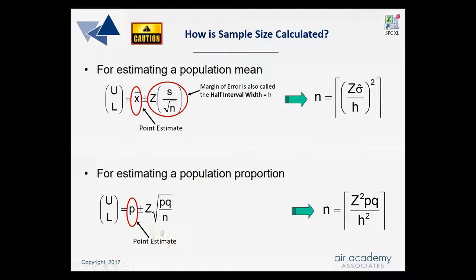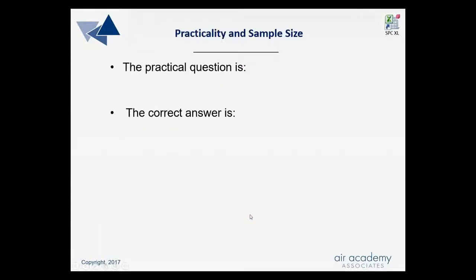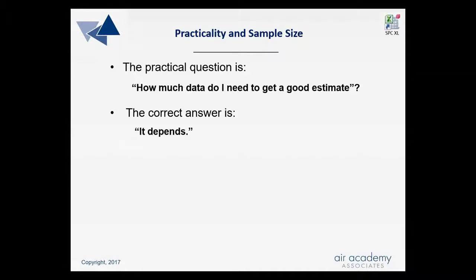Same thing with a population proportion. We have a margin of error, which is also called the half interval width in sample size calculations, and specifying this allows the software to calculate the value of n. Now, practically speaking, the practical question is, how much data do I need to get a good estimate? The correct answer is, as that little film clip indicated, it depends.